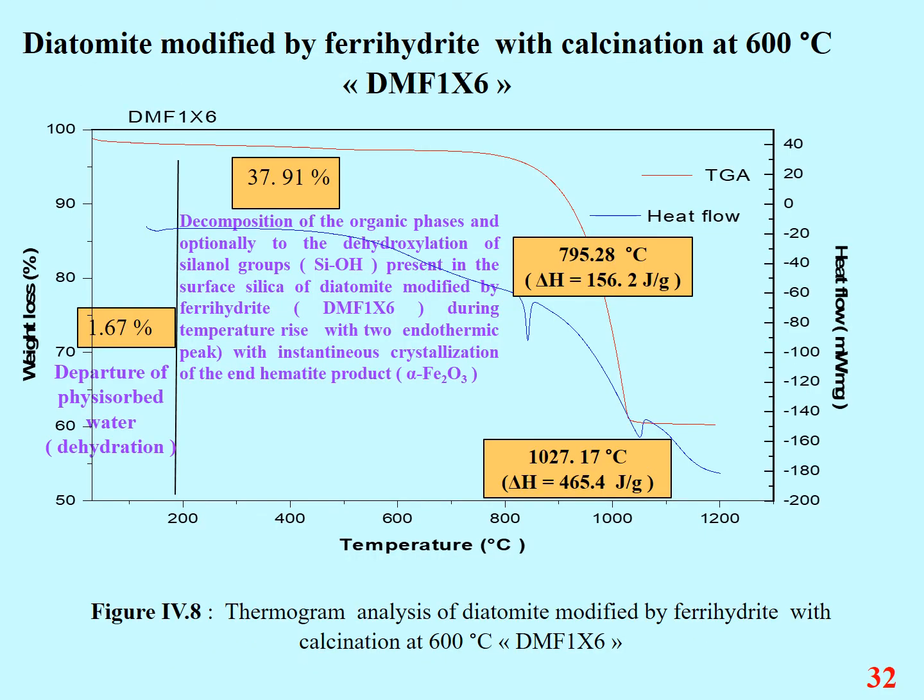And for diatomite modified by ferrihydrite with calcination at 600 degrees, there are two phases in the range 50 to 1200 degrees. The first phase, between 50 and 260 degrees, has a mass loss of 1.77%, due to the departure of water, dehydration. The second phase, between 260 and 1200 Celsius degrees, has a mass loss of 37.51%: decomposition of the organic phases and possibly the dehydroxylation of silanol groups present on the silica surface of the diatomite modified by ferrihydrite during the temperature rise, with two endothermic peaks.